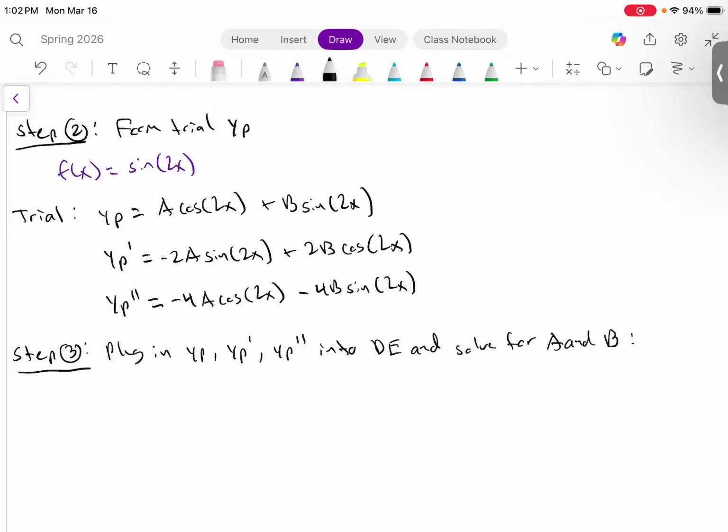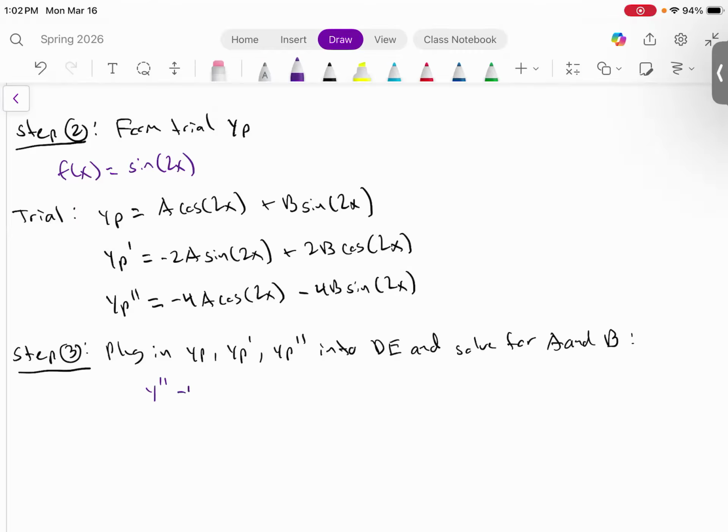So remember, the differential equation is y double prime minus 4y prime minus 12y equals sine of 2x. So yp double prime would be going into y double prime, yp prime goes into y prime, and just my regular particular goes into y. So let's start plugging some of these equations in.